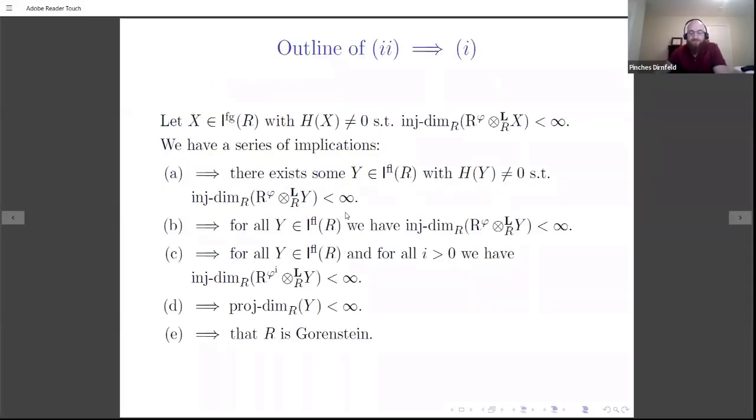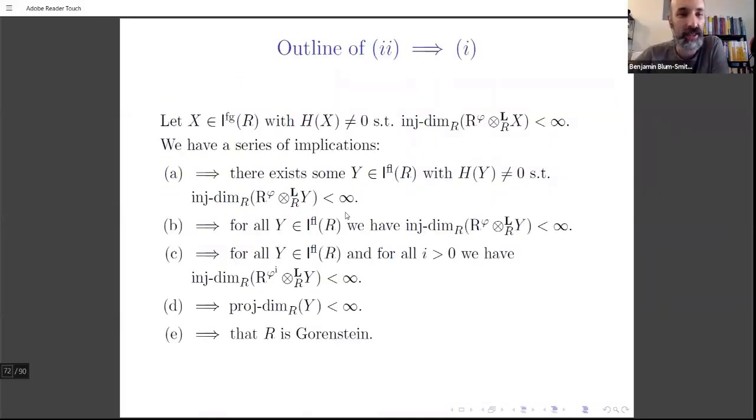Can you go back to this? Oh yeah, that one. I was about to ask. Yes. So now we have A implies B. B implies C we have already talked about. This is just induction. So now I want to show how I go from C implies D.